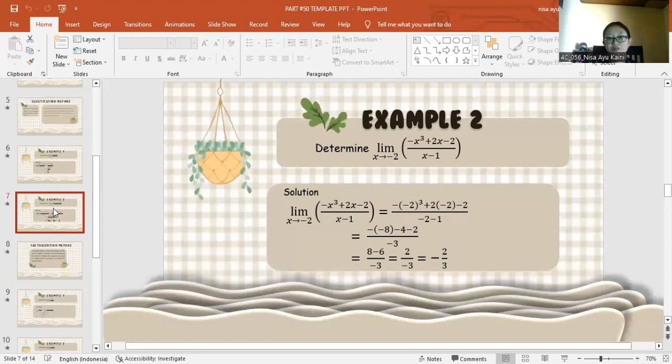equals negative multiplied by negative 2 cubed plus 2 multiplied by negative 2 minus 2 all over negative 2 minus 1. Simplifying further, we get the following: negative multiplied by negative 8 minus 4 minus 2 all over negative 3 equals 8 minus 6 all over negative 3 equals 2 over negative 3 equals negative 2 over 3. Therefore, the limit of the expression as x approaches negative 2 is negative 2 over 3.